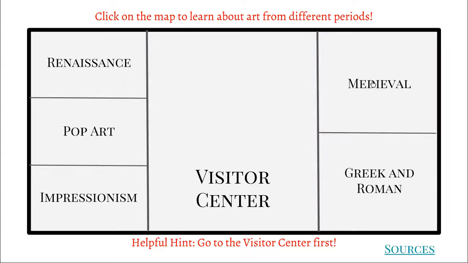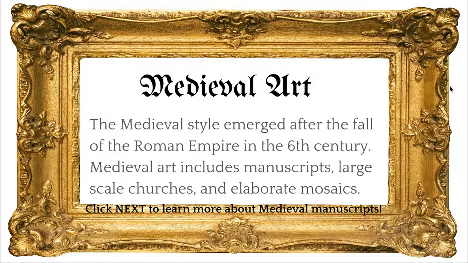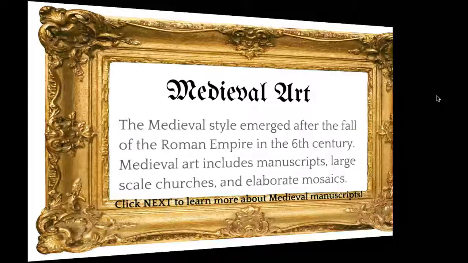After that period comes the medieval period. Medieval art happened after the fall of Rome, about the 6th century. Christianity was legal now, and so we start to see a lot of manuscripts, which are handmade books, and a lot of churches being built that were illegal beforehand.